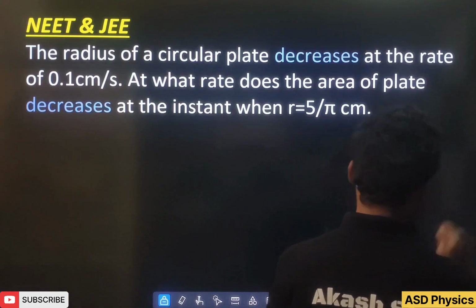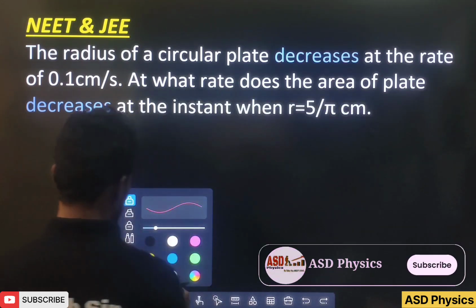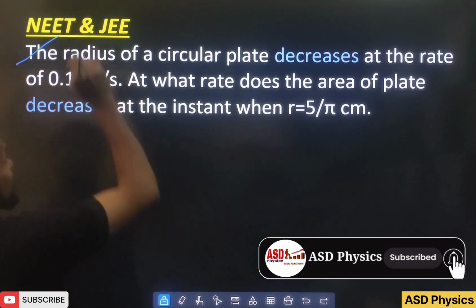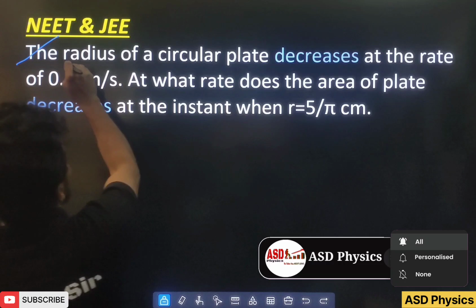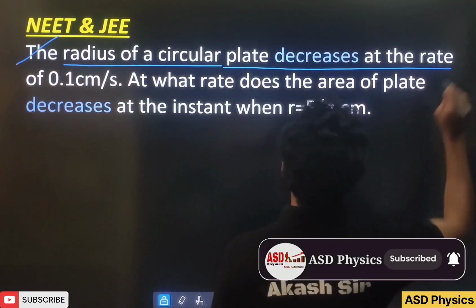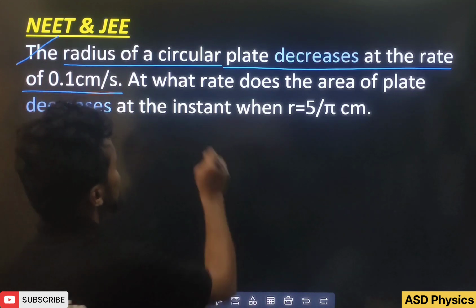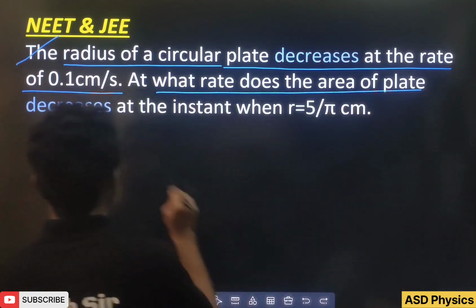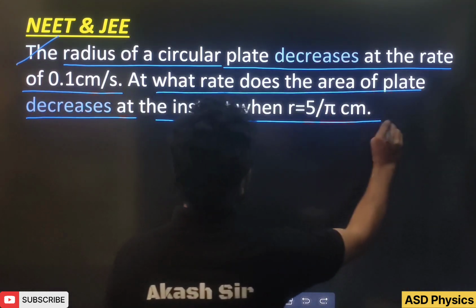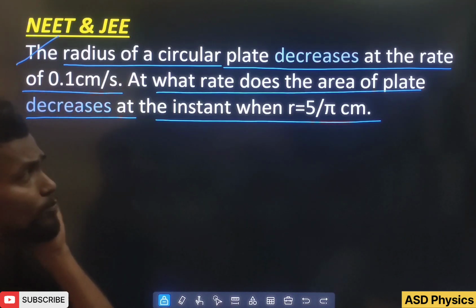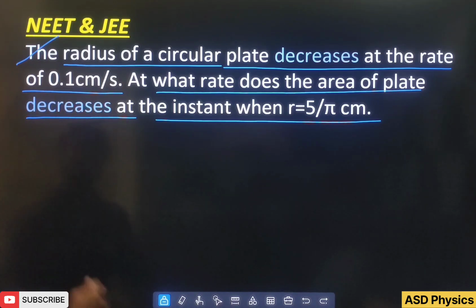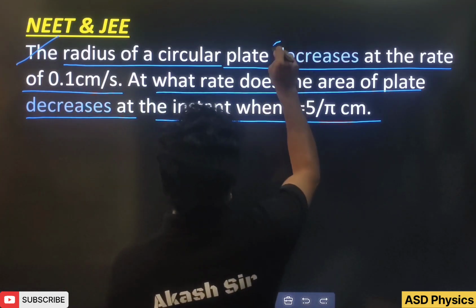Okay, great. Now, students, let's see this question. It's a somewhat different kind of question. The radius of a circular plate decreases at the rate of 0.1 centimeter per second. At what rate does the area of the plate decrease at the instant when r equals 5 by pi centimeter? Okay. So here, remember one thing: what is given here?